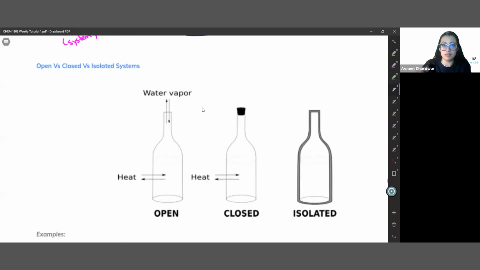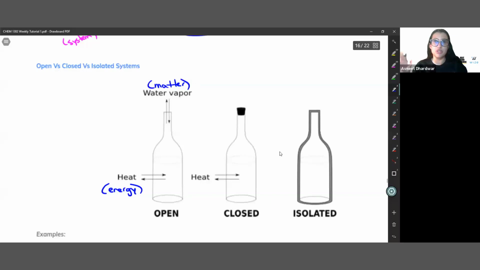So in more science terms, we can say that energy can go in and out, and matter, so things, can go in and out. So if I have an open cup, matter can go in and out. I can drop something in that cup. It's open to the environment. Okay. Now, if I have a closed system, it's just like closing a lid. So matter can no longer go in and out, but heat energy is just an example of energy that can still be transferred in and out of the system.